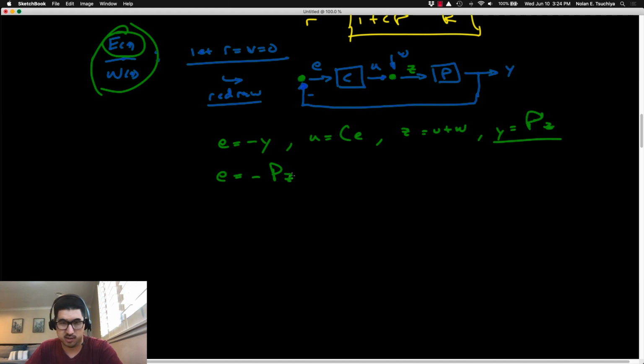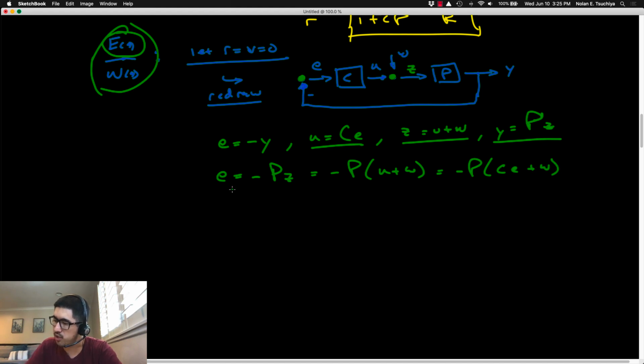But I don't want Z in my equation either. So I can replace Z with its equivalence, which is U plus W. So that's pretty good. I've eliminated Z, I've eliminated Y, and now I've got E and U and W. So the only thing I have to do is eliminate the U so that I'm only in terms of E and W. And if I've done this correctly, I should have an equation that only contains E and W. Okay, so minus P times, I'll replace U with C times E.